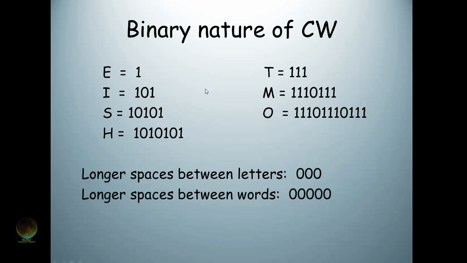Then the question is, well, when does one letter end and the next letter begin? So you need a longer space, longer silence between letters, and maybe even a longer silence between words, although rarely in CW do you do that. So you can make a longer silence by going 0, 0, 0, or 5 zeros, whatever you want. So that's the binary nature of CW.